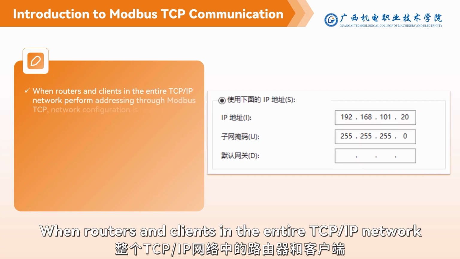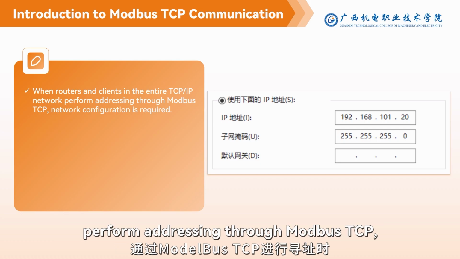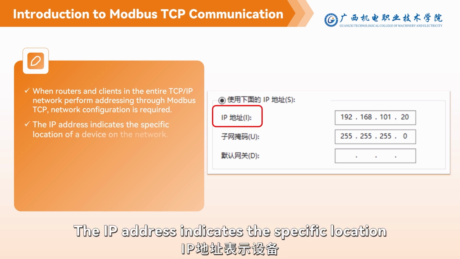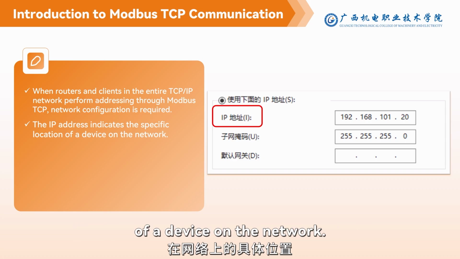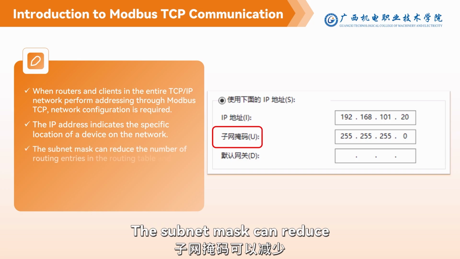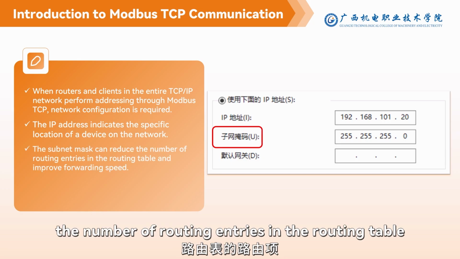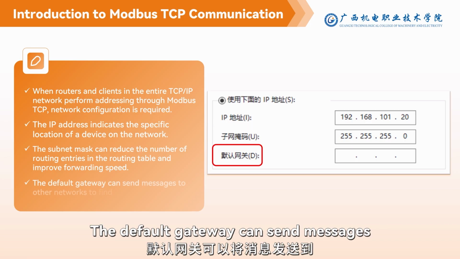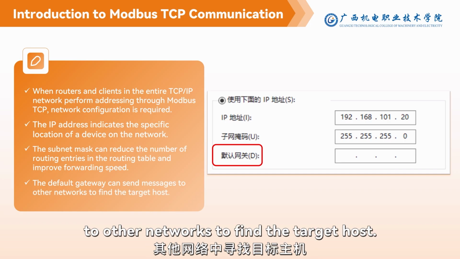When routers and clients in the entire TCP IP network perform addressing through Modbus TCP, network configuration is required. The IP address indicates the specific location of a device on the network. The subnet mask can reduce the number of routing entries in the routing table, and improve forwarding speed. The default gateway can send a message to other networks to find the target host.